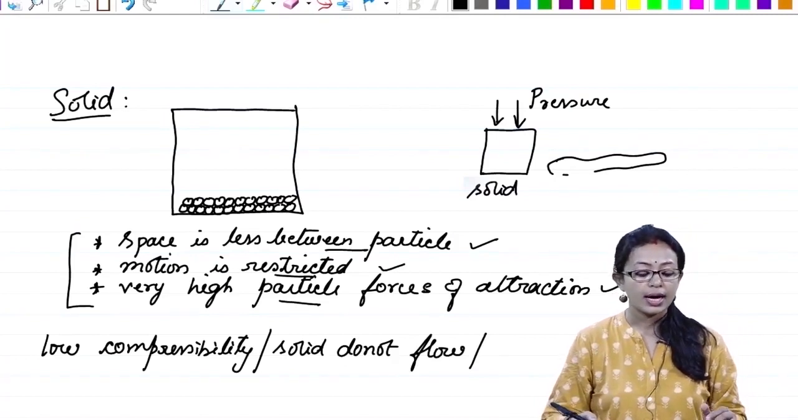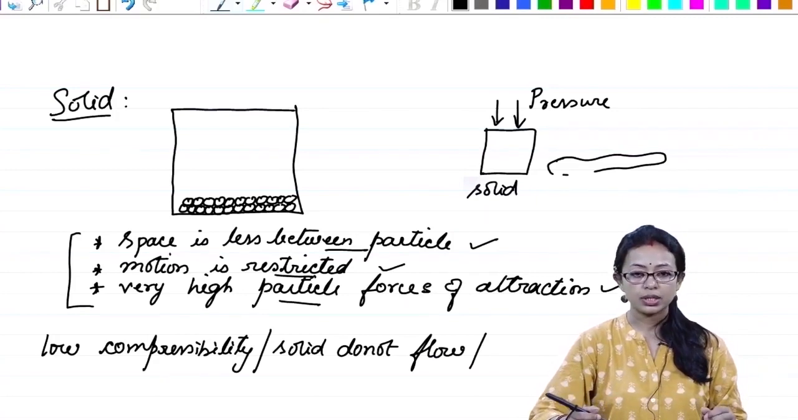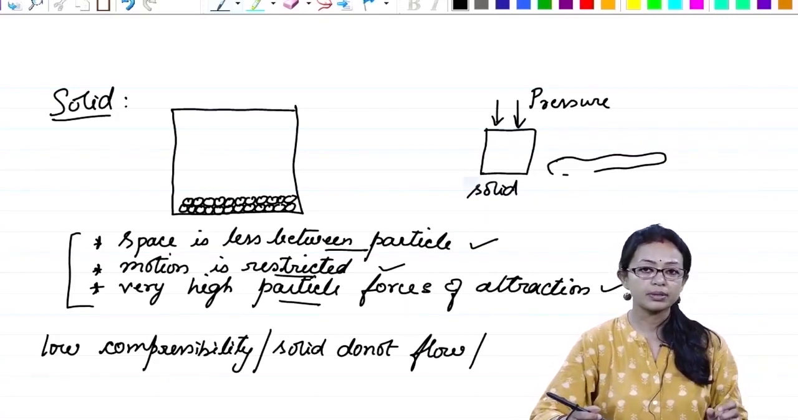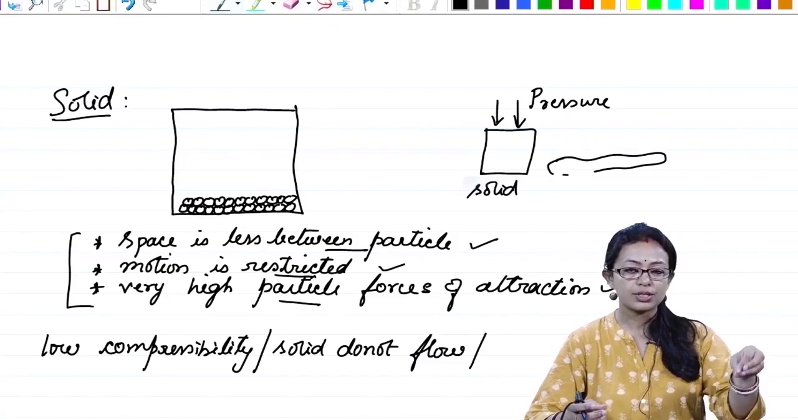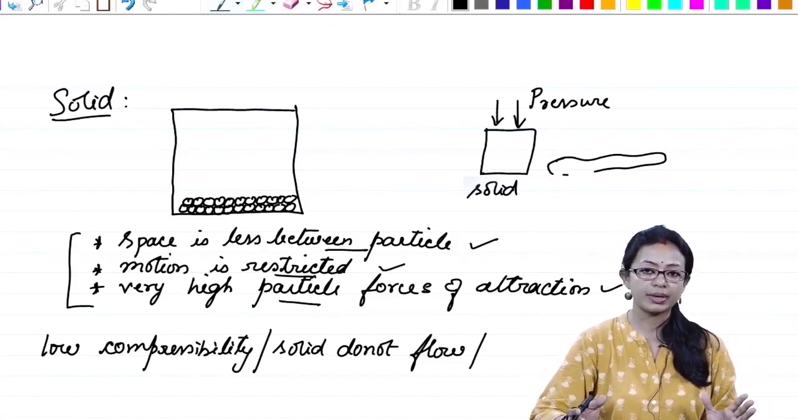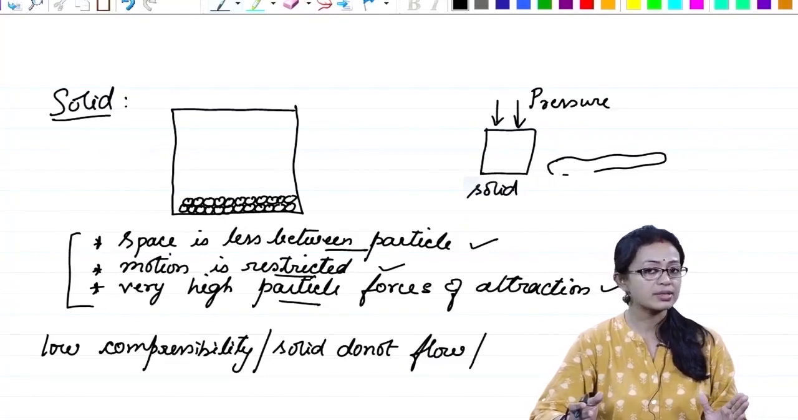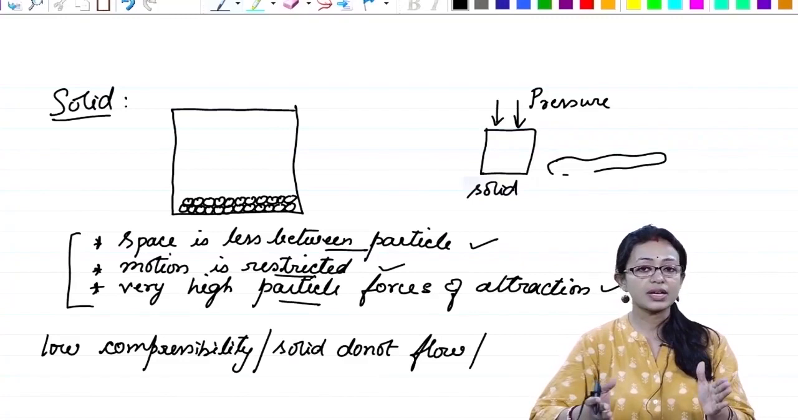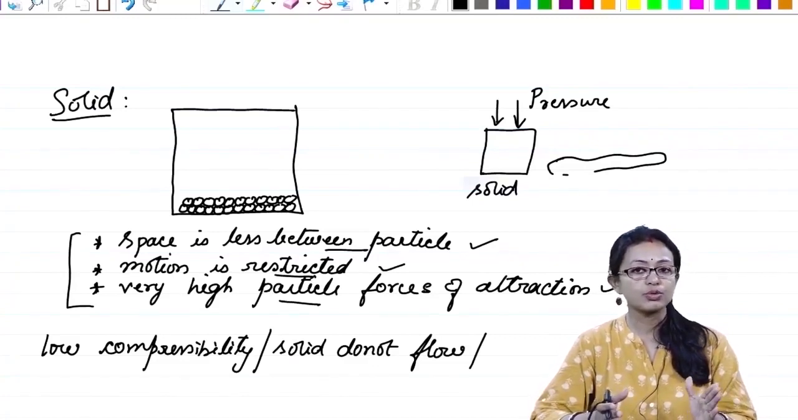So now if I take a pen and drop it on the ground, what will happen? At most it will break, or there will be no change. It will still remain whole. Or if I take the duster and drop it on the floor, the duster would still remain the same. That means the shape of the solid is rigid. Why is it rigid? Because the particles are very close to one another and they do not give any chance for the particles to move away from one another.